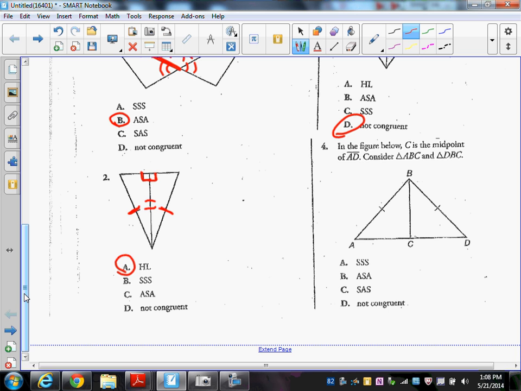Lastly, for number 4, it says C is the midpoint. Since C is the midpoint of AD, that means that segment AC and segment CD are congruent. We're also given other information. We're given that segment AB is congruent to segment BD. And by the reflexive property, we know that segment BC is congruent to segment BC. So these triangles are congruent by side, side, side congruence. Let's move on to the next page.